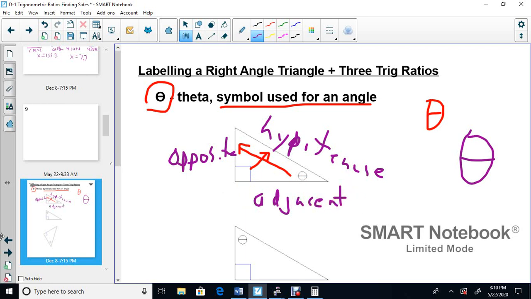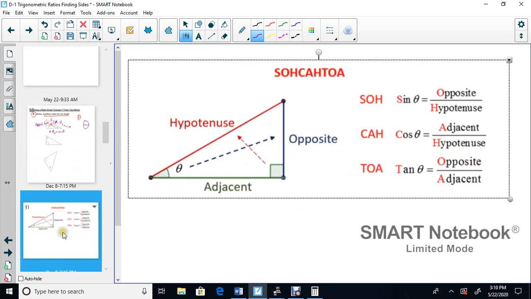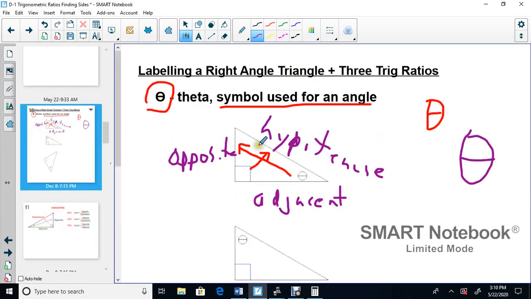Now, if you can't read my writing, you can just get it from the sheet here. Look: adjacent, hypotenuse, and opposite. This is how you spell it. You just have to put it in the right place. So if you can't read the hypotenuse or the opposite, you can read it from that sheet. Okay, so this is how you label it.